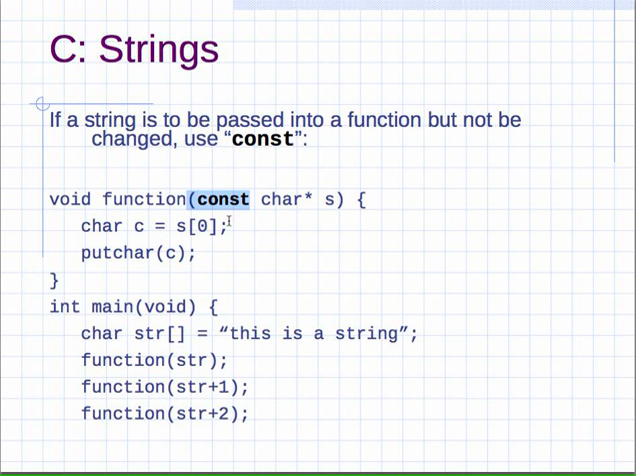Okay, so you can read the value at s0 into a character and put it out to standard out using putchar. So all this would do is print out the t, print out the h, print out the i in this case.